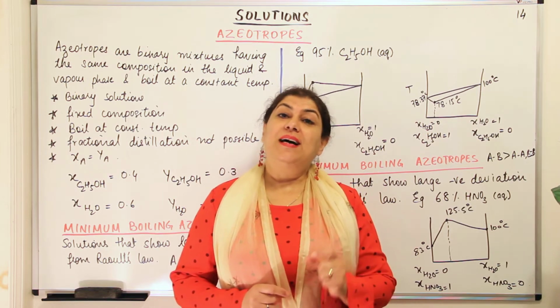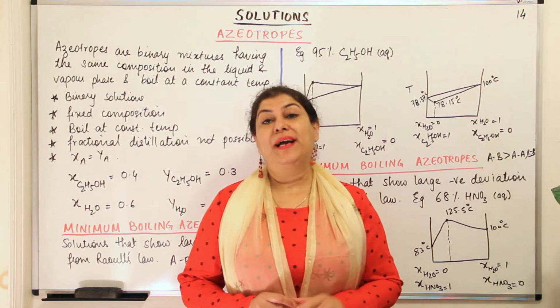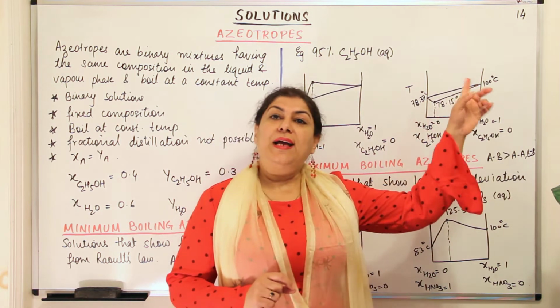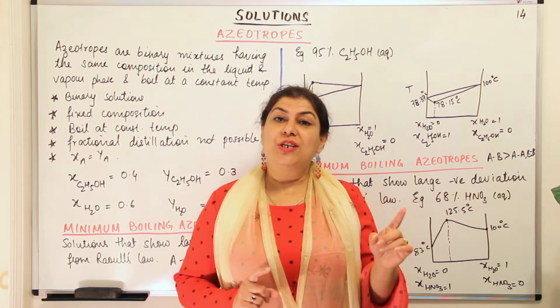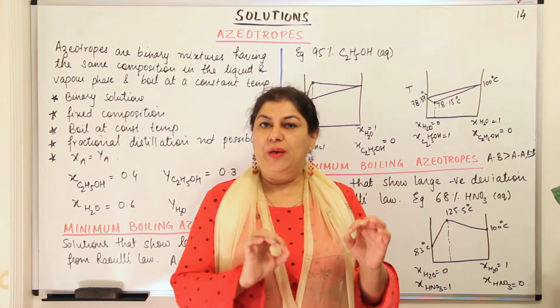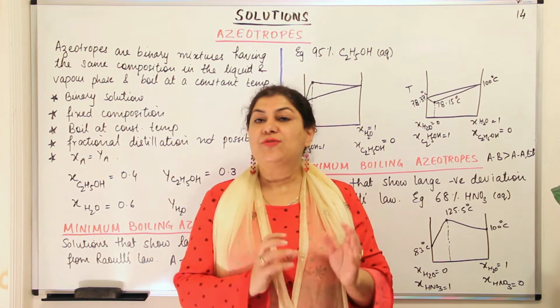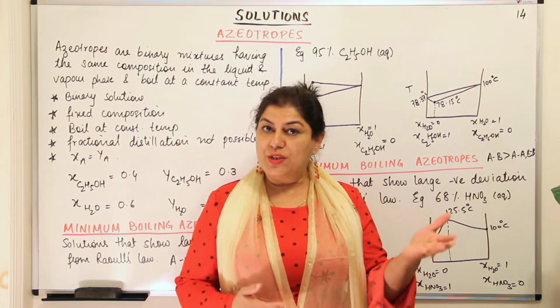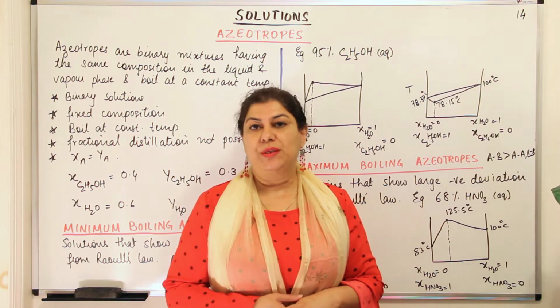In part 13, I discussed ideal and non-ideal solutions. By mistake, on the board I had written 12 and I did not change it. So on the board it's written as 12, although I've uploaded that video as video number 13. I'm sure if you look at the playlist for this chapter, you will find it as video 13.